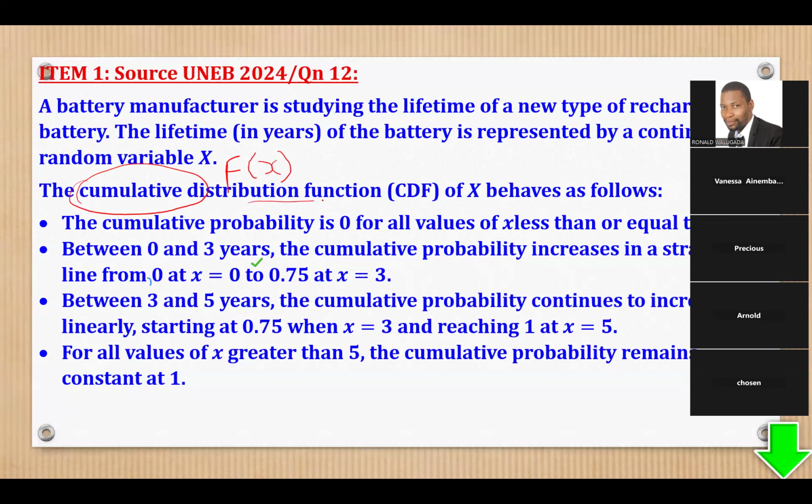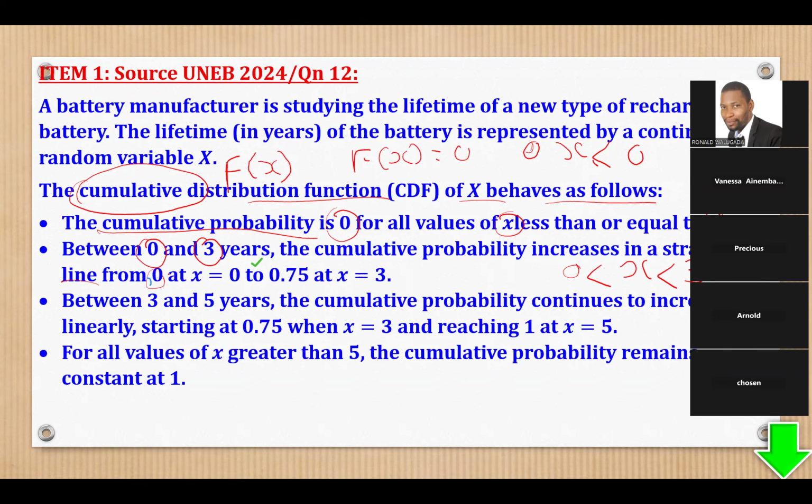Okay, the cumulative distribution function of X behaves as follows. Bullet 1, the cumulative probability is 0 for all values of X less than or equal to 0. So Fx is equal to 0 when X is less or equal to 0. That's what that bullet means. Let's do the second one. Between 0 and 3, the probability increases in a straight line. Do you see this word line? It means continuous. Line means continuous.